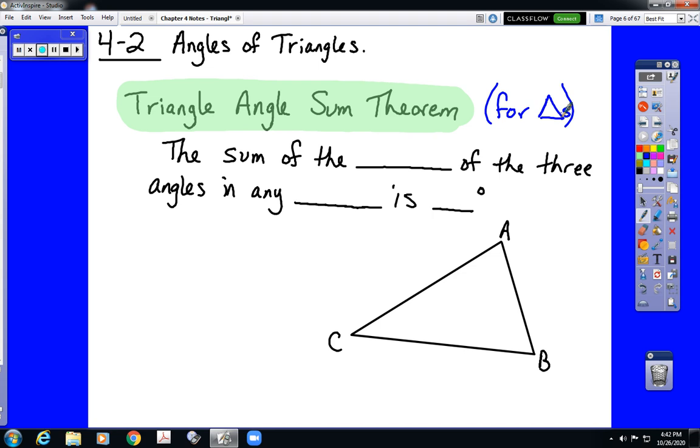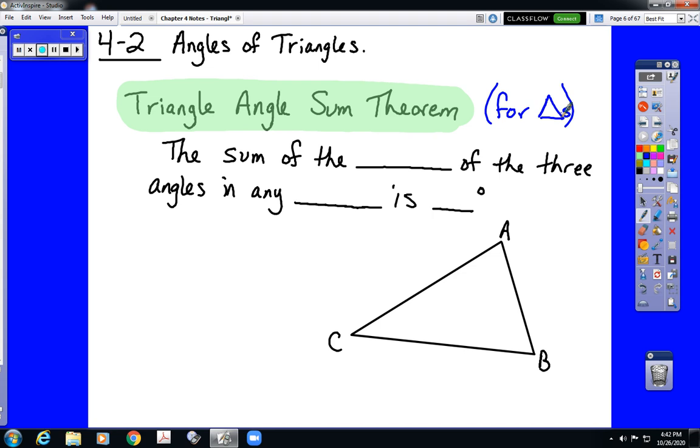on triangles. My honors students have already seen a proof of this theorem. I might do a separate video where I prove this theorem, but I'm not going to be putting a proof for this theorem up on YouTube just yet.